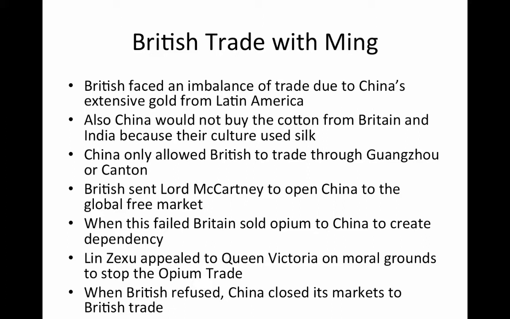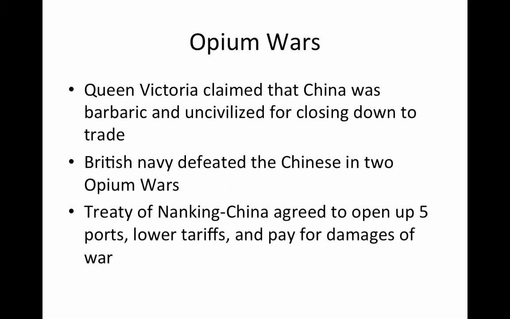One of the leaders within China, a man named Lin Zexu, appealed to Queen Victoria on moral grounds to stop this opium trade, but the British refused and used this as a pretext in order to attack China in two major opium wars. China tried to close its markets to British trade, but would be forced open. The Opium Wars. Queen Victoria claimed that China was barbaric and uncivilized. Why? Because they had closed down to trade.